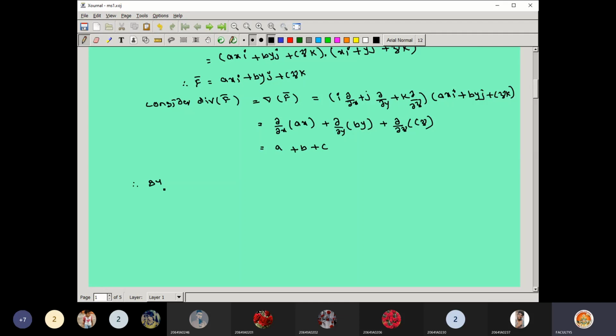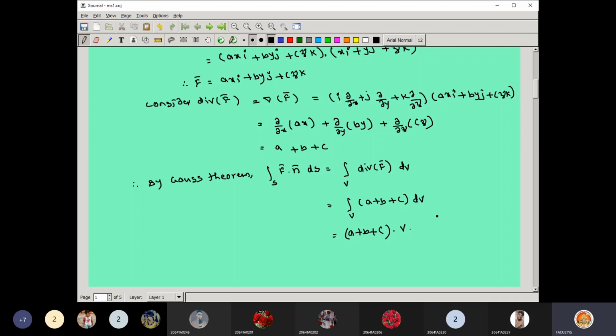So therefore, by Gauss theorem, I'm applying Gauss theorem so that it is very easy to calculate the answer. Integral over S, f bar dot n bar dS, they are asking this value. So it equals integral over V of divergence of f bar dV. Divergence of f bar we already calculated, a plus b plus c, of dV. Anyhow, a plus b plus c is a constant term, and integral of 1 is nothing but V. So that is the final answer for the given problem.